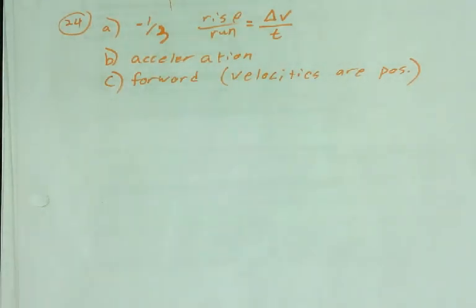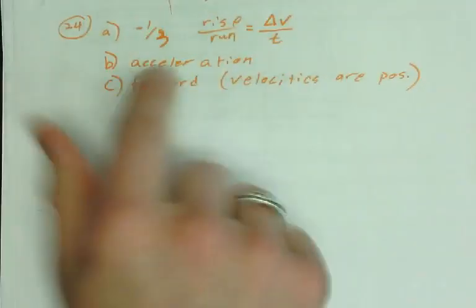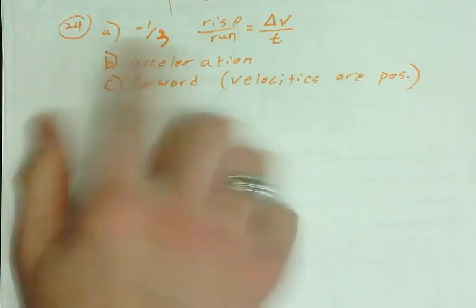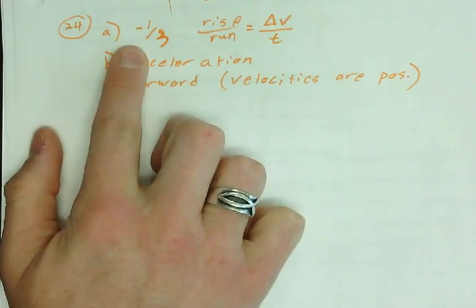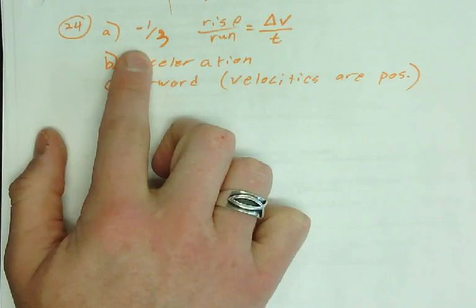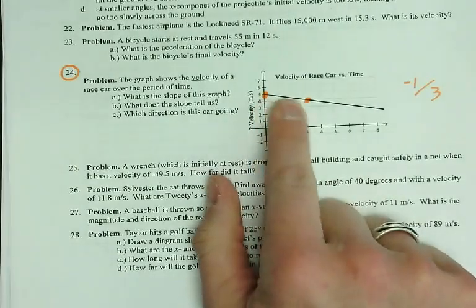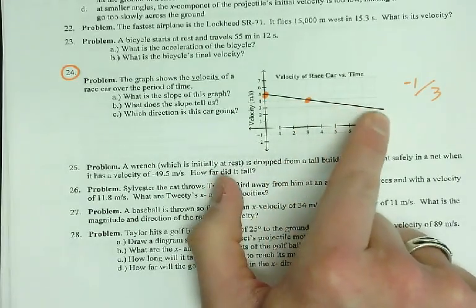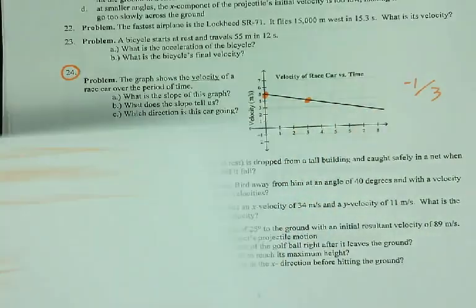So the car isn't going backwards at all? The car is not going backwards. The car is going forwards. However, the car is slowing down because I have positive velocities but negative acceleration. So my acceleration is slowing me down because they're opposites. But you can also see that: you can see it's getting closer to 0. That's how you know it's slowing down.